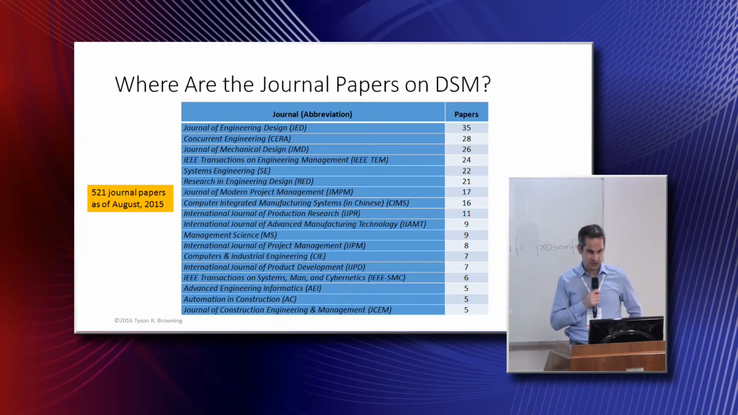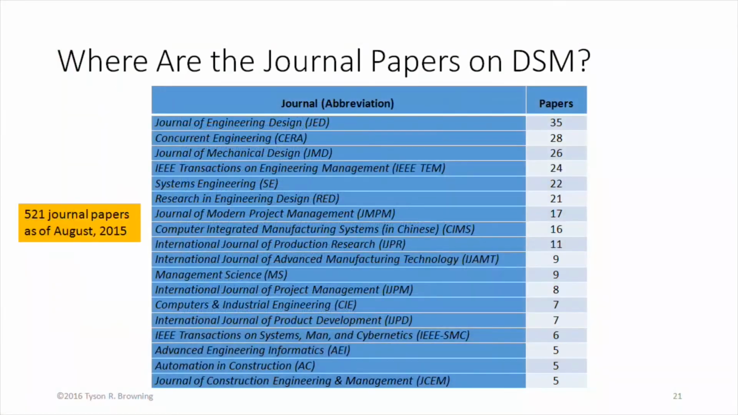Okay, I'm about finished. One final interesting thing from the paper was, since we looked at so many journal papers, we thought we'd just compare and look at which journals have put out the most DSM papers. And you'll notice the majority here, the top ones, are mechanical engineering, engineering design, concurrent engineering areas. And these are just journal papers, not conference papers.